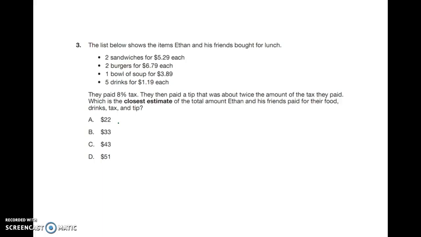For this one, we have a list showing items Ethan and his friends brought for lunch: 2 sandwiches for $5.29 each, 2 burgers for $6.79 each, 1 bowl of soup for $3.89, and 5 drinks for $1.19 each. They paid 8% tax. They then paid a tip that was about twice the amount of tax they paid. Which is the closest estimate of the total amount Ethan and his friends paid for their food, drinks, tax, and tip?